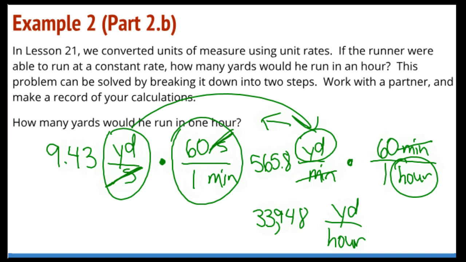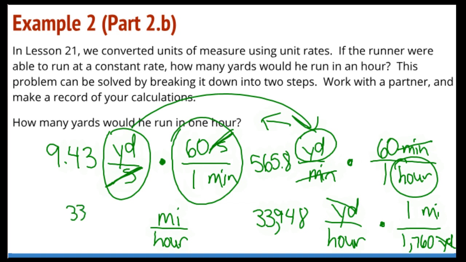And if I were feeling really feisty, I could say, how many miles per hour is that? And to do that, I would have to get rid of yards, so I would have 1 mile, and I would have 1,760 yards, so that the yards will cancel, and I will be left with miles per hour. And I would have 33,948, and I would divide it by 1,760.